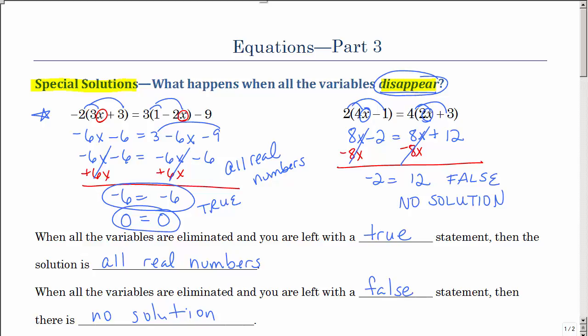Now I will tell you a common symbol to use for no solution is a circle with a line through it. That's referred to as the null set. It's also a Greek letter. You can use that symbol. It's not zero. It means no solution, right? So false is no solution. True is all real numbers.